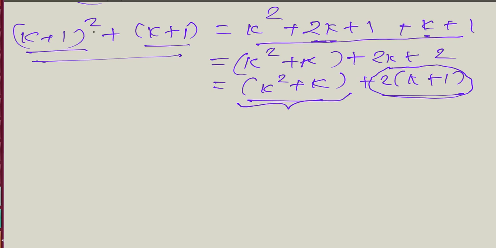So therefore this theorem is true for k+1. Thus proved that n² + n is always even by using mathematical induction. So let's see one more example.